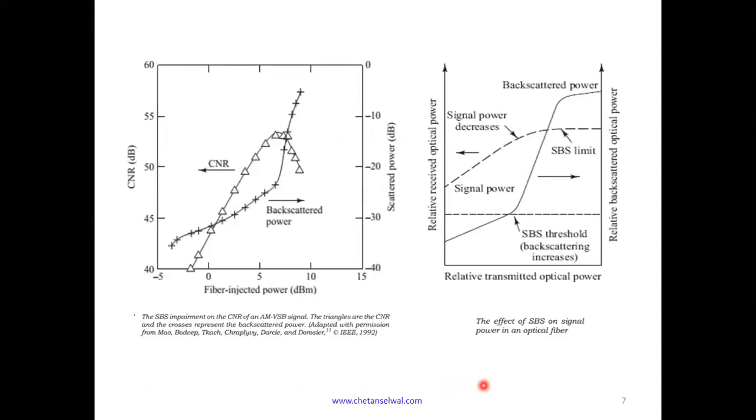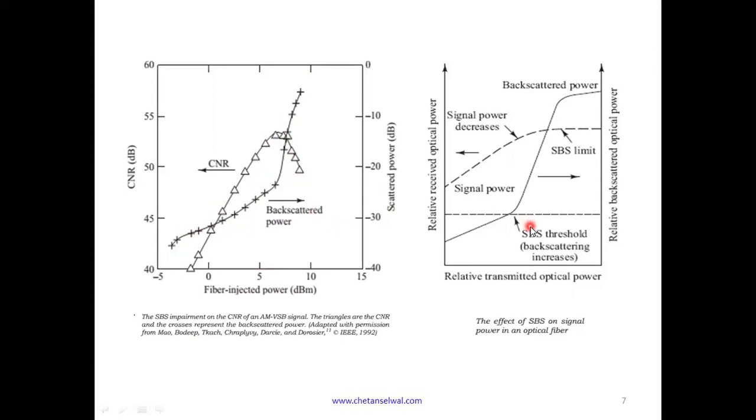We can understand this phenomenon by these graphs. In the first graph, on the x-axis we have taken fiber injected power, on the y-axis we have taken carrier to noise ratio. So here what we can understand is, as we are increasing the input power on the x-axis, we can see that carrier to noise ratio is increasing linearly. And backscattered power is also increasing slowly. But as soon as the input power crosses a certain threshold value, this backscattered power increases very sharply. And because of the sharp increase in the backward scattering power, our CNR starts reducing.